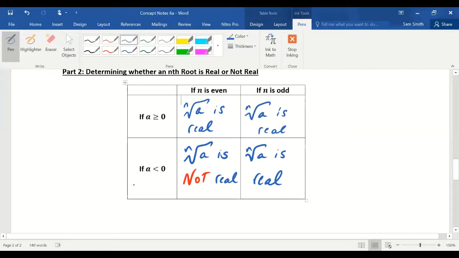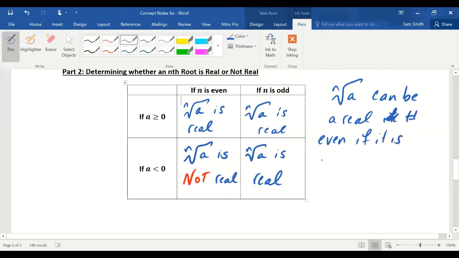Now, just as a point of warning, the nth root of A can be a real number even if it is not nice. So for example, something like the square root of 10, or if you prefer, the second root of 10. This number is not nice.